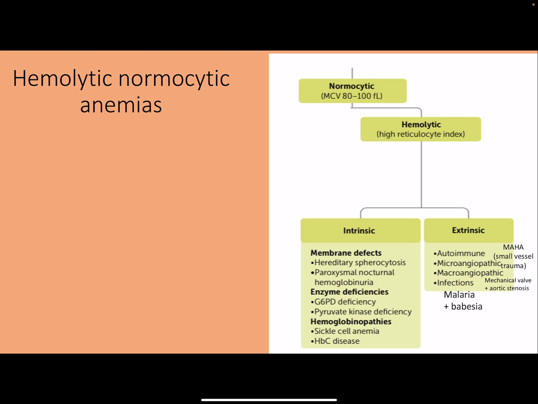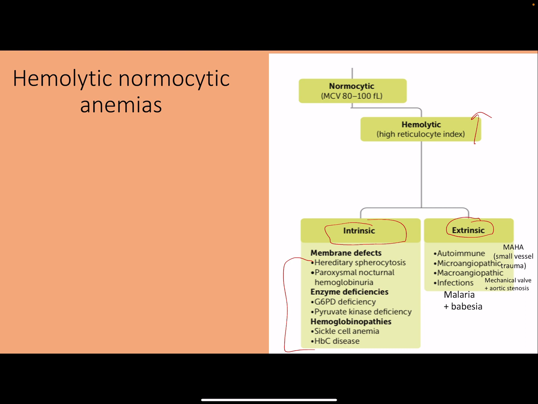Now let's look at the hemolytic, the red blood cells that are just dying prematurely. And we can divide this into two sections, the intrinsic and the extrinsic. So intrinsic meaning there's something wrong with the red blood cell itself. The red blood cell just sucks. It's unstable and it just dies. And so that is an intrinsic cause. And if you look at all of these, a lot of these are just genetic syndromes, which might cause the red blood cells to be crappy.